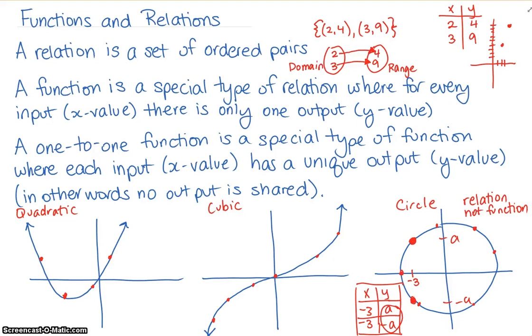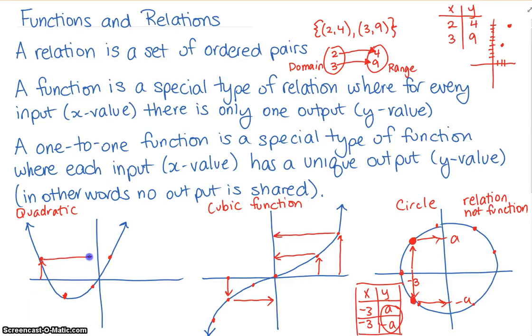If I look at the quadratic and the cubic, let's look at the cubic first. For every input, any x value, there is only one y value that correlates. Let's say I take this x value, I only get one possible y value. If I take this x value, there's only one point where it touches, whereas here I would have 2. So this is definitely a function. It's also a relation.